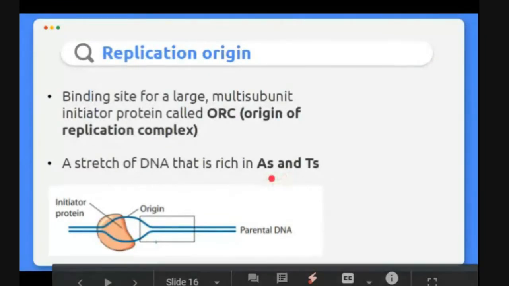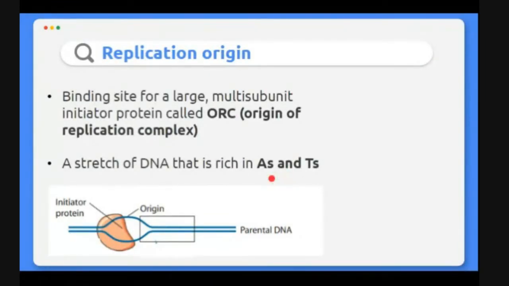Rich in adenines and thymines dahil, remember in your lecture 1, remember nyo yung structure of the DNA, right? So, adenines and thymines are made up of 2 hydrogen bonds. And guanines and cytosine are made up of 3 hydrogen bonds pag nag-bind sila together.